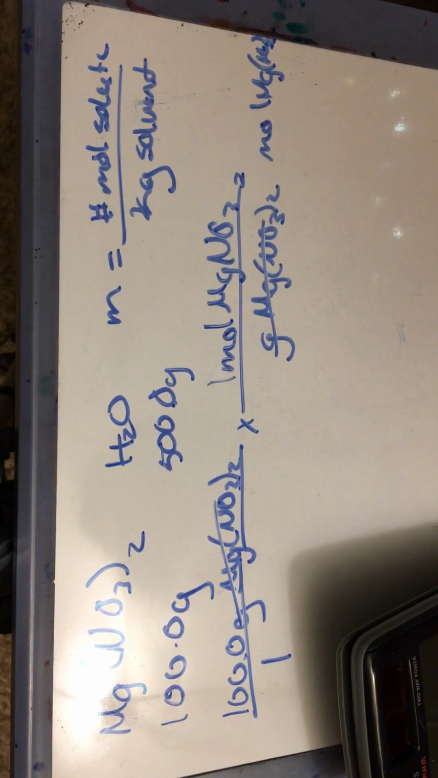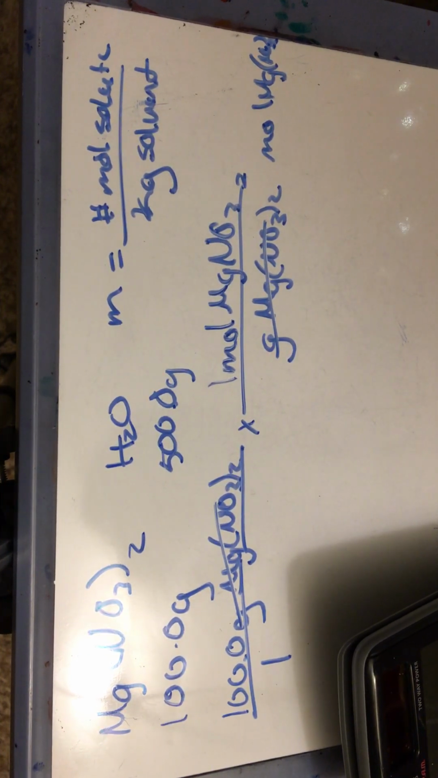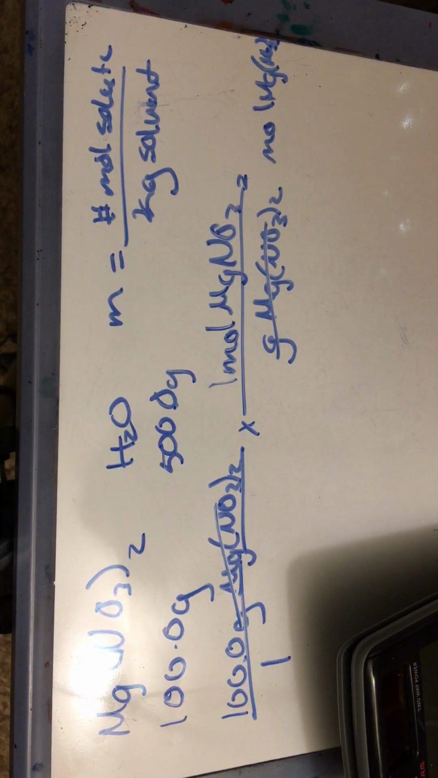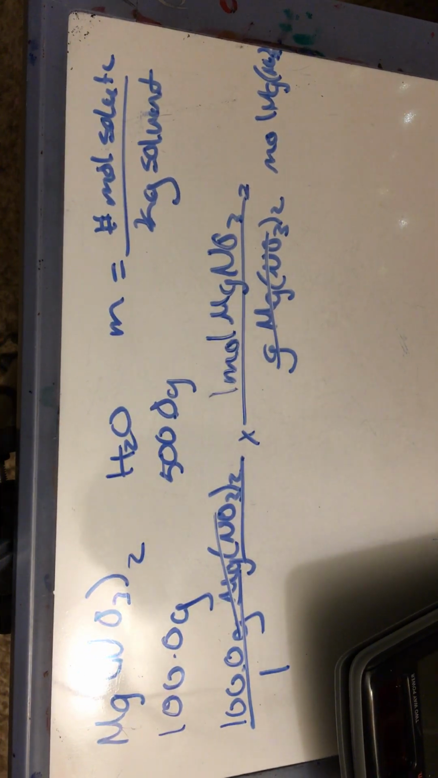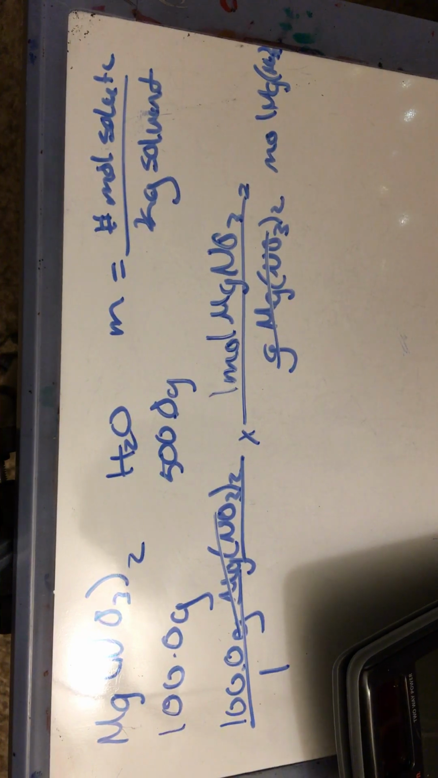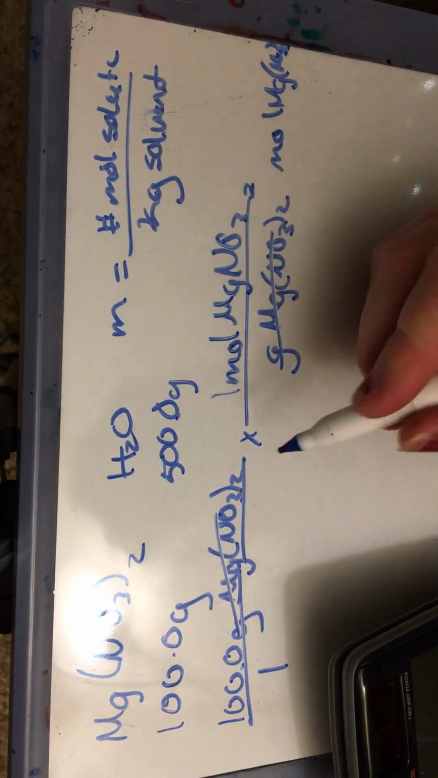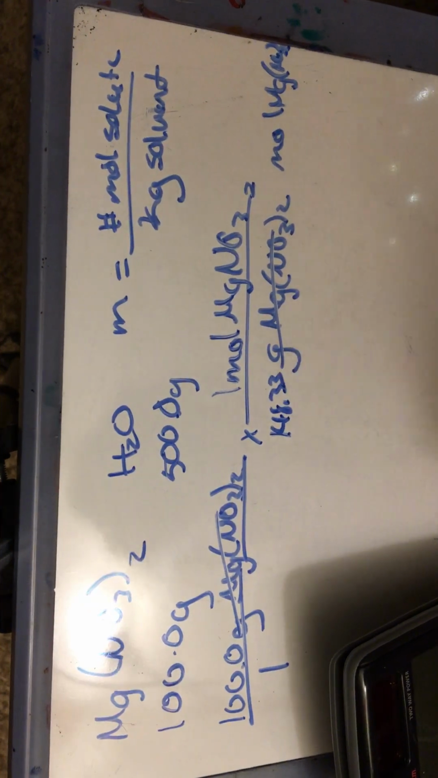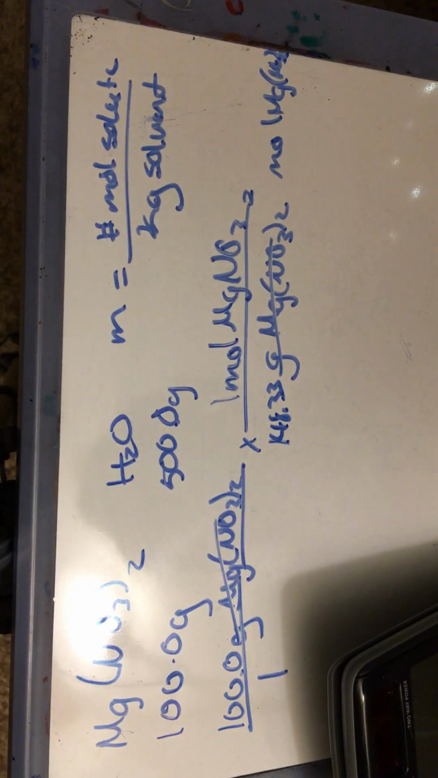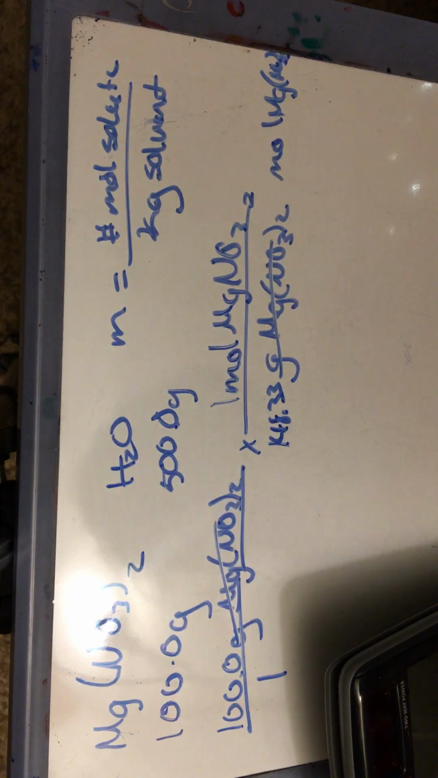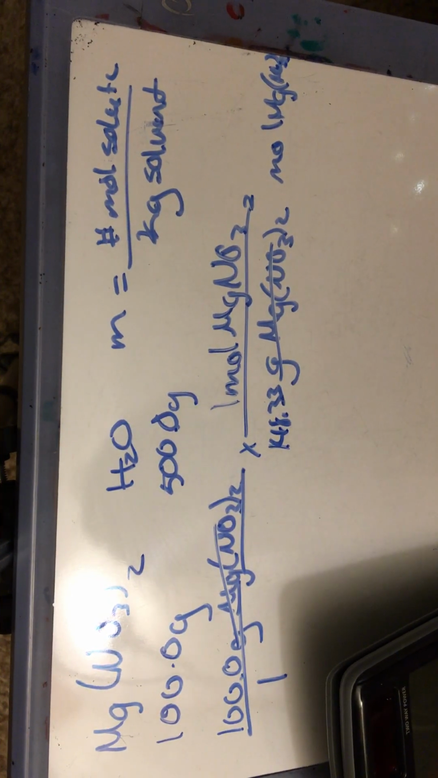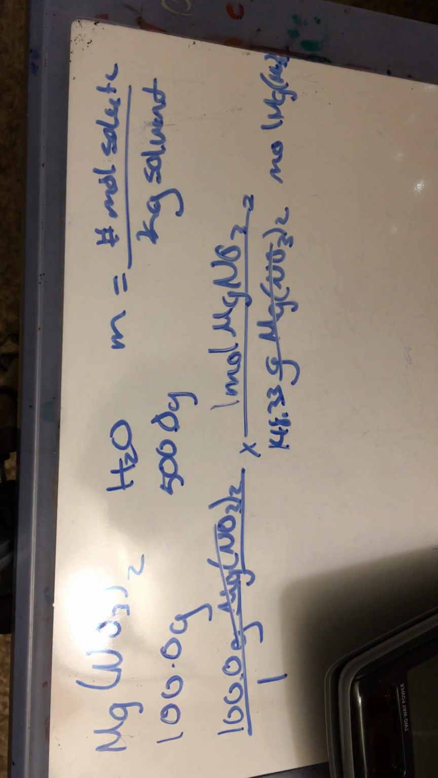16 times 3 plus 14.01 times 2 plus 24.31. 148.33. 16 times 3. I always do this twice because you guys aren't here to double check it with me. Times 2 plus 24.31. Okay, that's what we got.